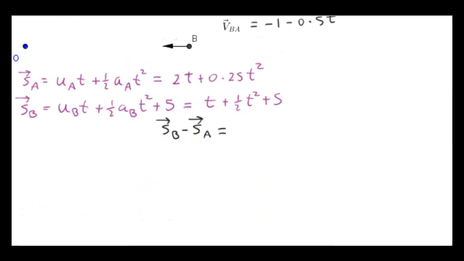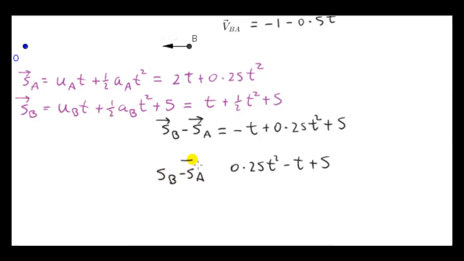Now, let's get an expression for the distance between the two particles. So we have this expression minus this. t minus 2t is minus t. Half minus 0.5 is 0.25. And 5 minus 0 is 5. Of course, we can write the square term first, just the standard form for a quadratic. Alright, so here's our expression for the distance between the two particles.